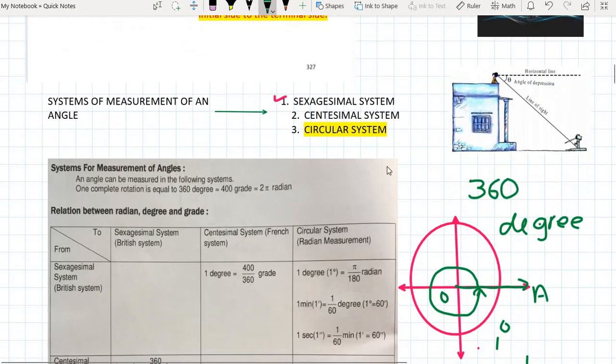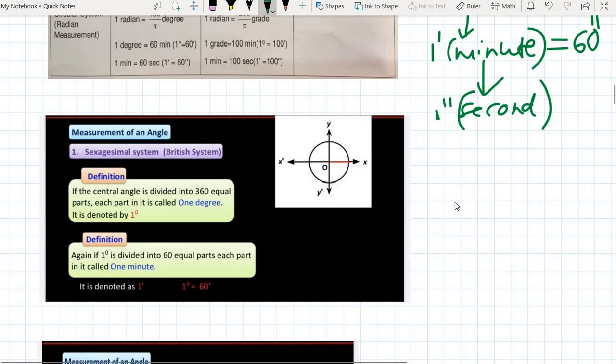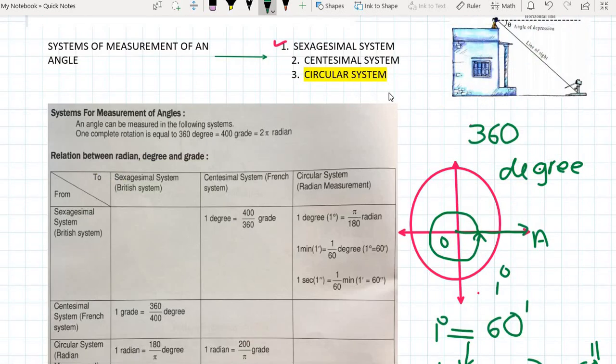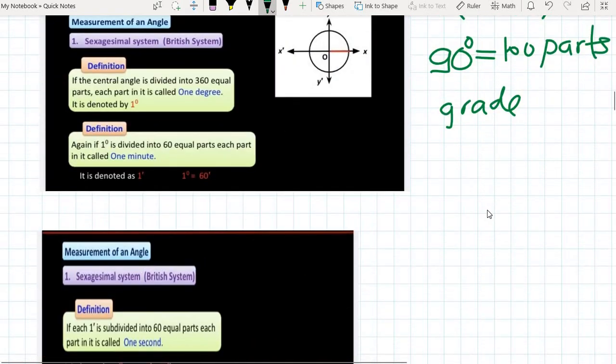Consider the centesimal system. In this centesimal system, one right angle, that means 90 degrees, is divided into 100 equal parts. Each part is called a grade. Okay. And the last one, the circular system. The circular system is also called radian measure.